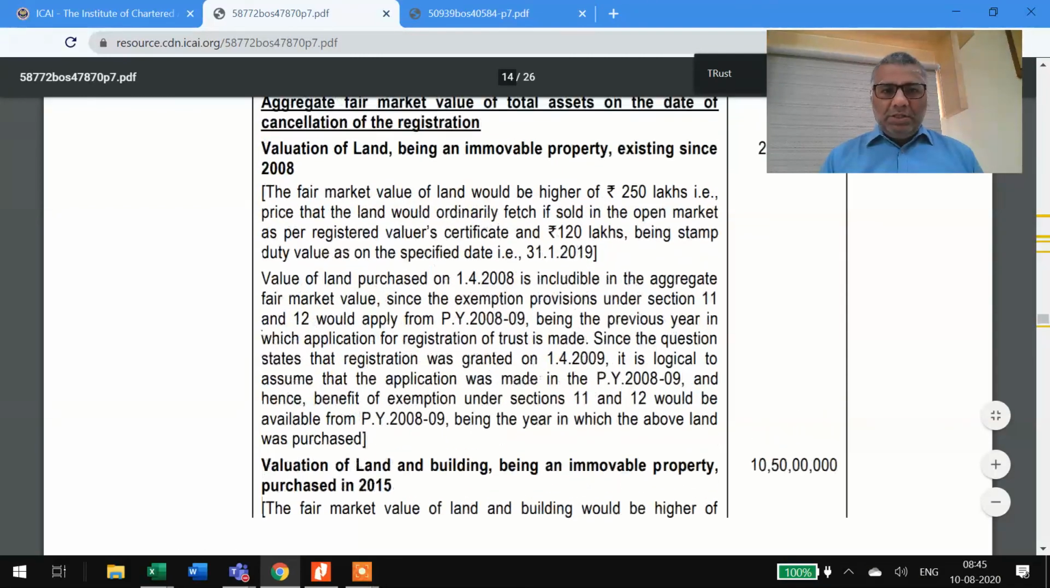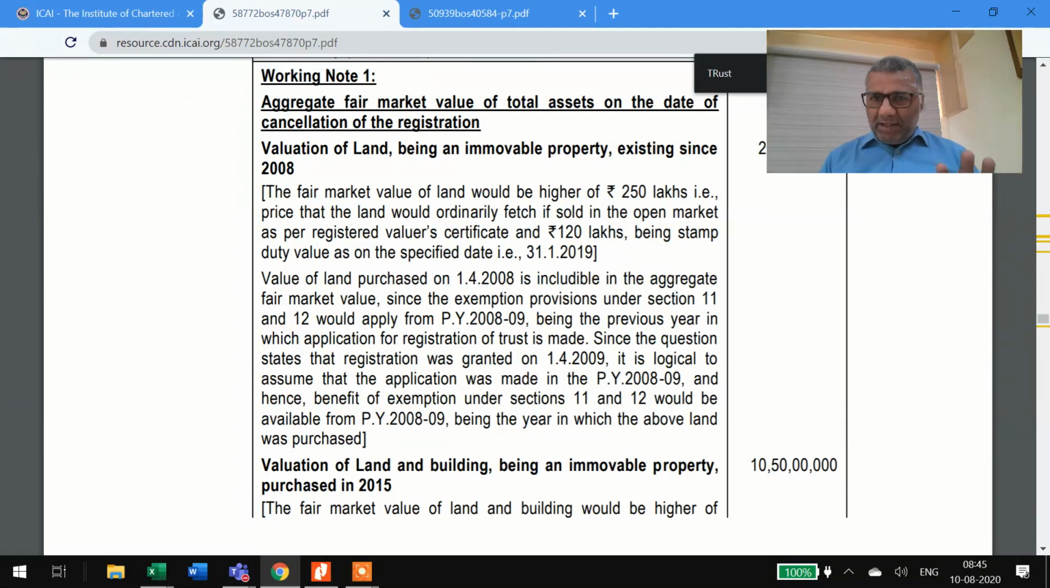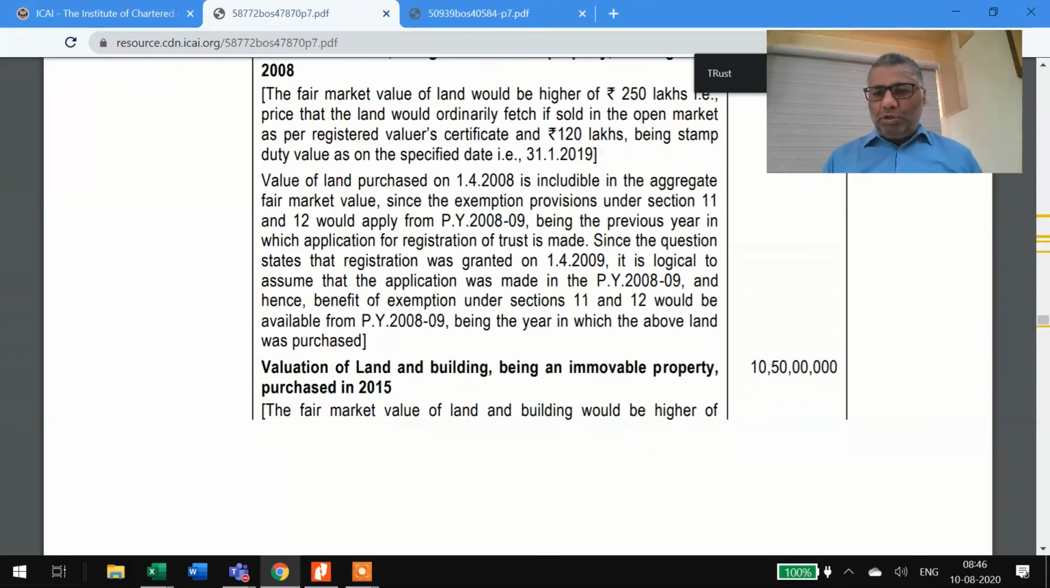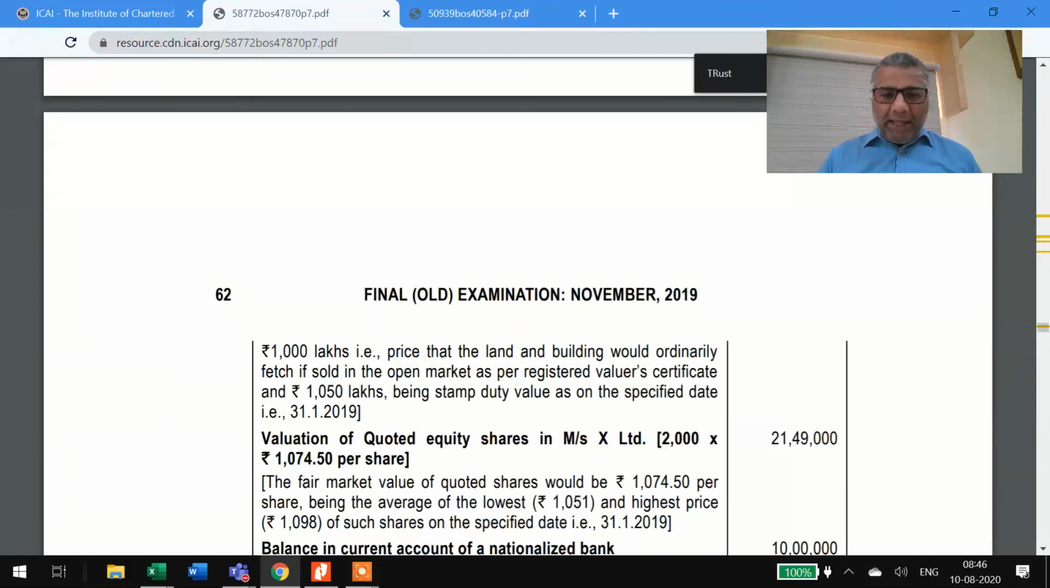So for this land purchased in 2008, please leave it. They have taken it on a different basis, given the alternative answer on a different basis. I will explain what that different basis is when I do the registration, but please leave it. Valuation of land or immovable property, 10 lakh 50 or 1 crore 5 lakhs or whatever it is, they have taken it.